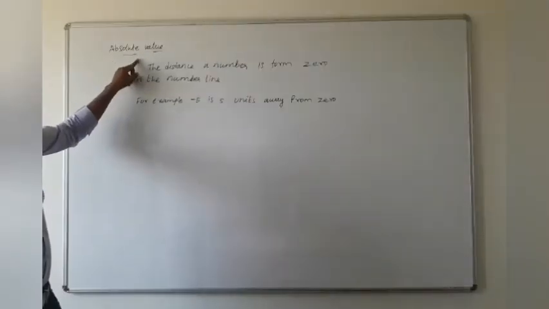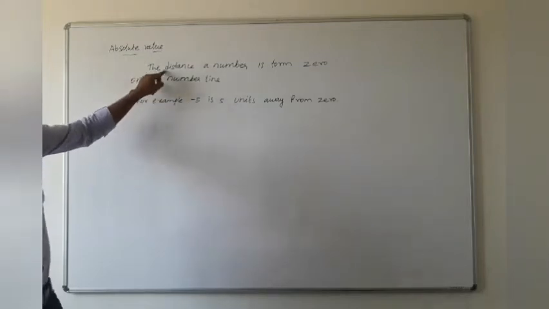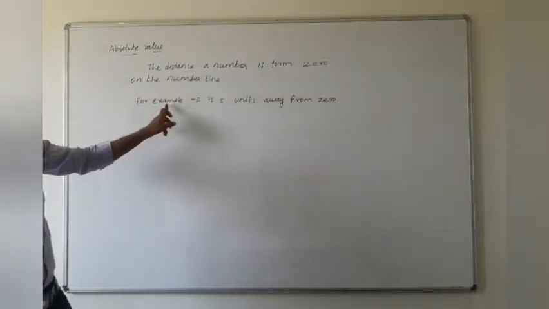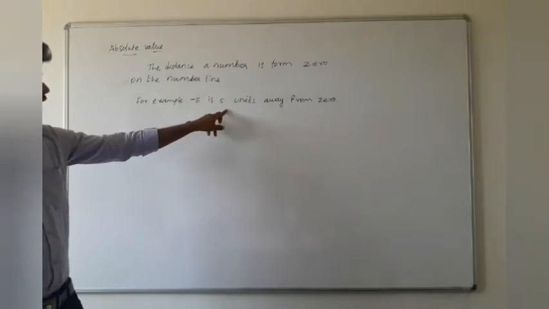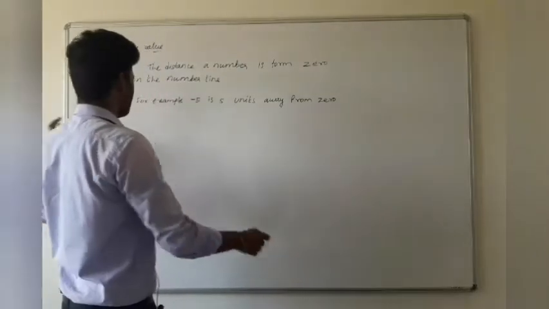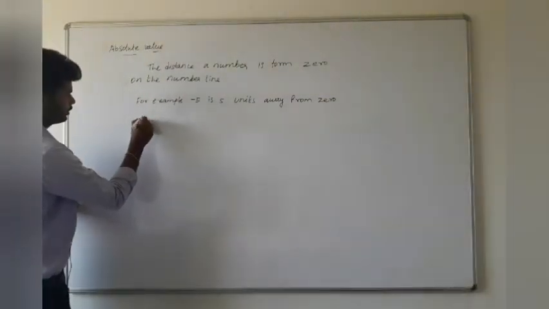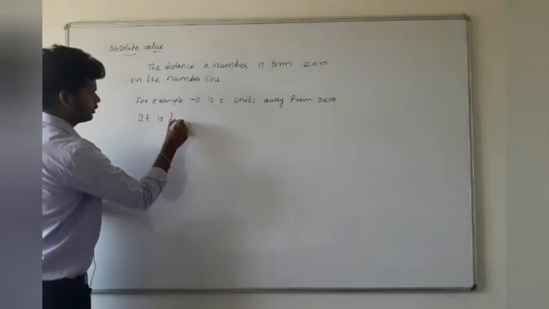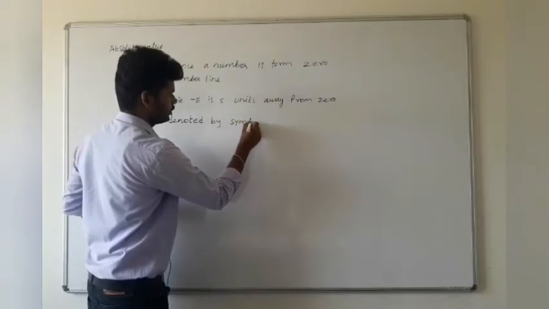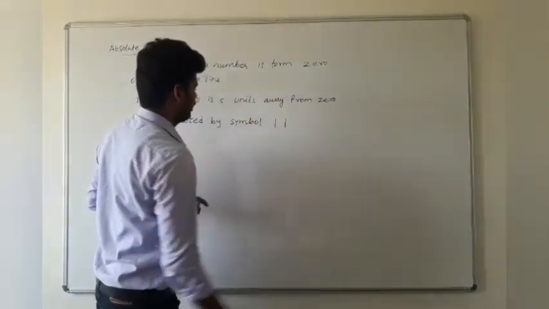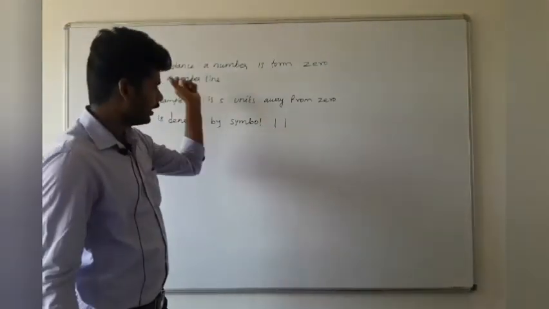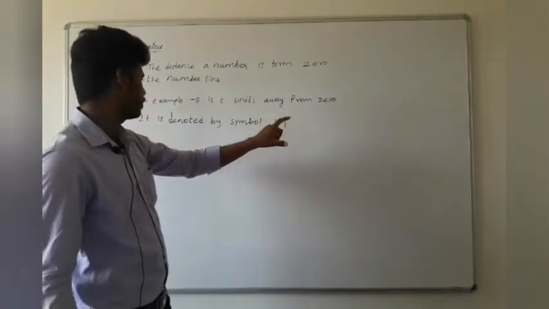Next topic, absolute value. What is meant by absolute value? The distance a number is from 0 on the number line. For example, minus 5 is 5 units away from 0. At 0, having on the right hand side 5, left hand side minus 5. It is denoted by this symbol, like modulus. This name is modulus. Any negative number you write in it, the result is positive only.